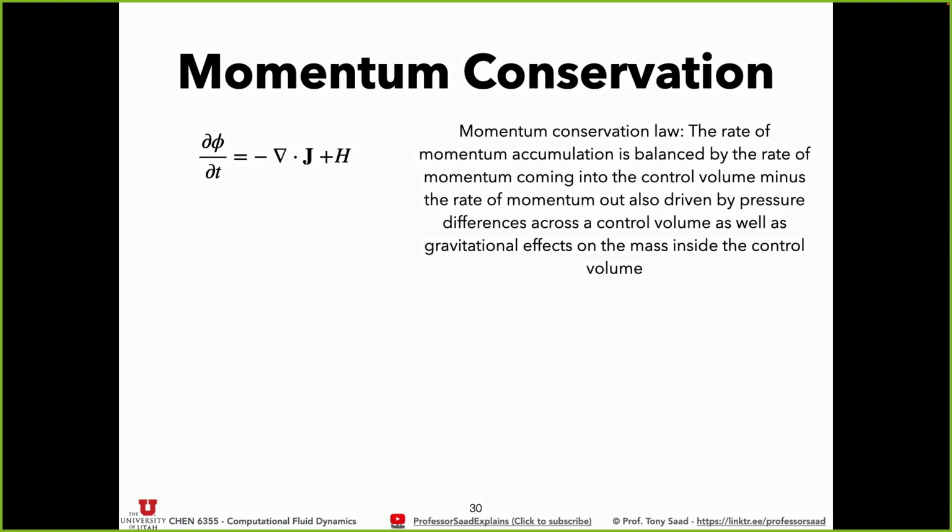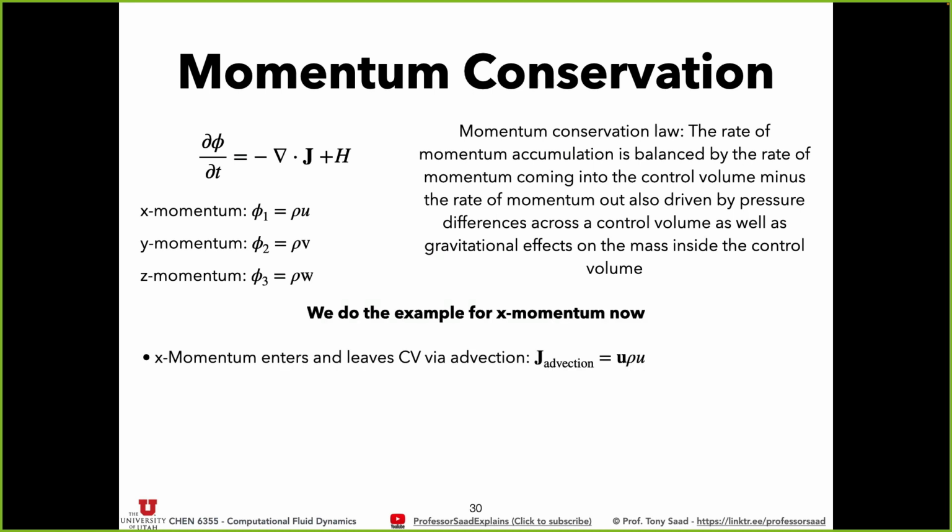So there's going to be a statement at the bottom. I'm going to tell you, just accept that as is, okay? And don't ask questions because we need to solve these equations. So for x momentum, we have rho u. Call that phi1. For y momentum, we have rho v. For z momentum, we have rho w. So we'll do the x momentum for now.